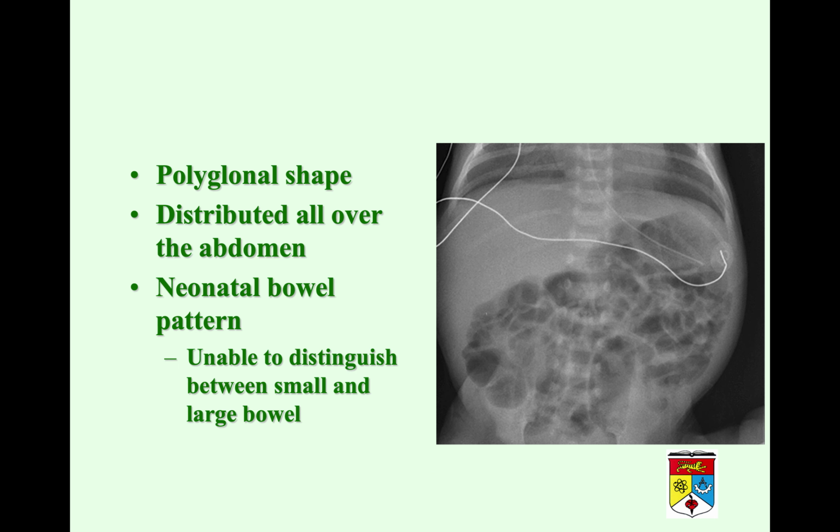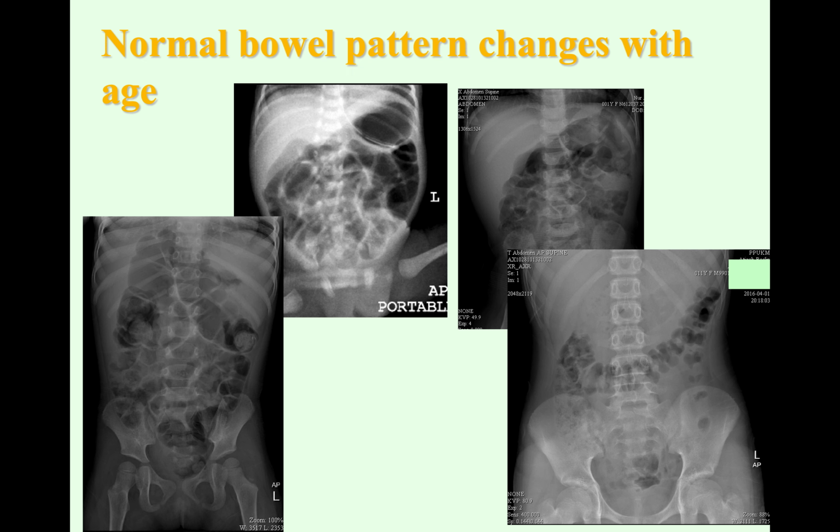Okay, and as I mentioned earlier, it should be polygonal in shape, distributed all over the abdomen. However, in neonates, you are unable to distinguish between large and small bowel. So this is what I meant when the normal bowel gas pattern changes with age. At day 3 of life, you can't really say where the small bowel is and where the large bowel is. Maybe you can predict that the more central is the small bowel and the more peripheral is the large bowel, but the shape is indistinguishable.